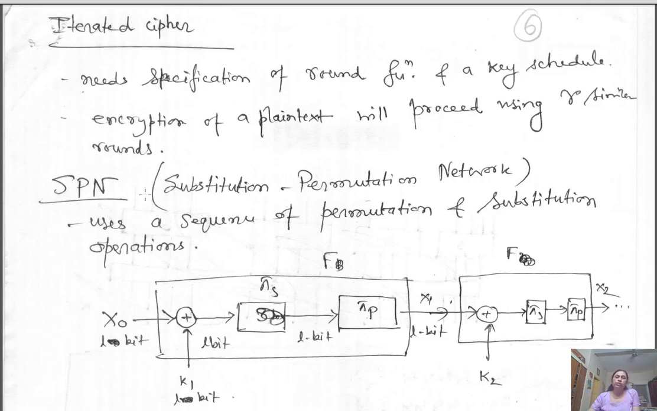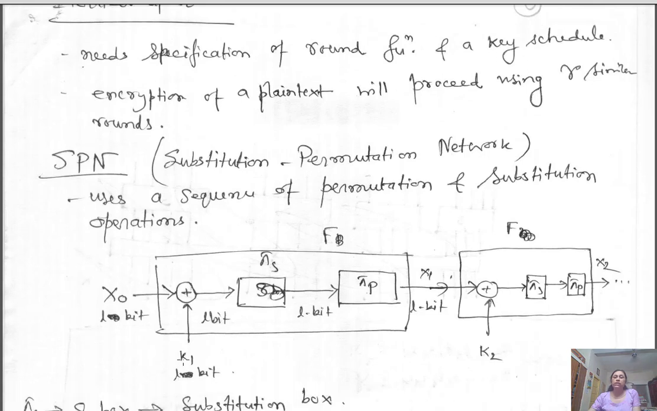In the last class, we introduced iterated cipher. Also, we discussed SPN, substitution permutation network. As the name says, it uses substitution and permutation both. In the first round, this is your plain text, and this K1 is the first round key that is generated from the given key. K is your symmetric key, and from that K, using some key scheduling algorithm, the round keys K1, K2, etc. Kr are generated.